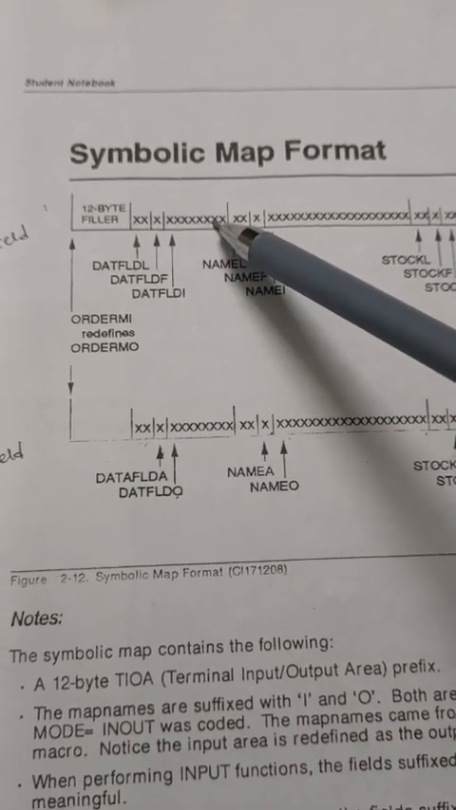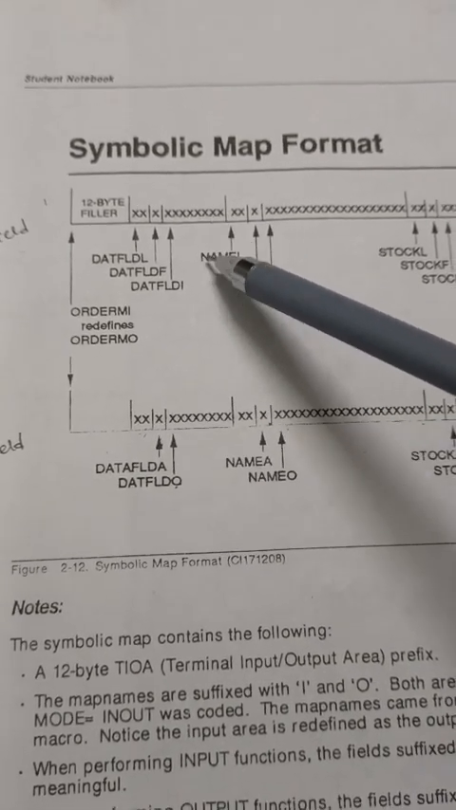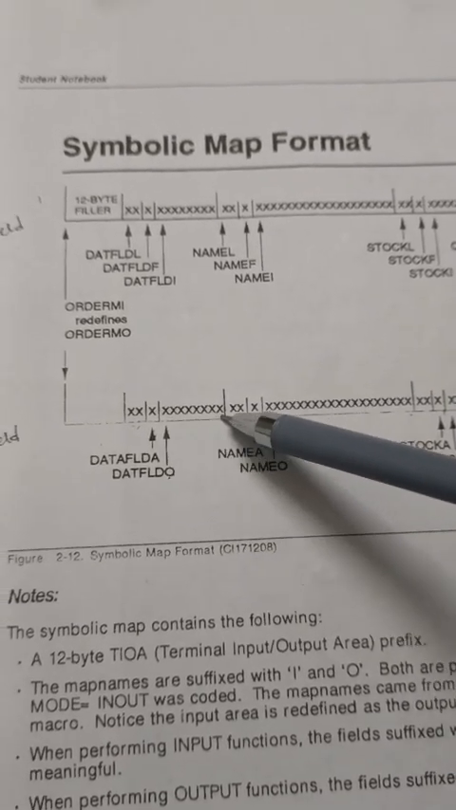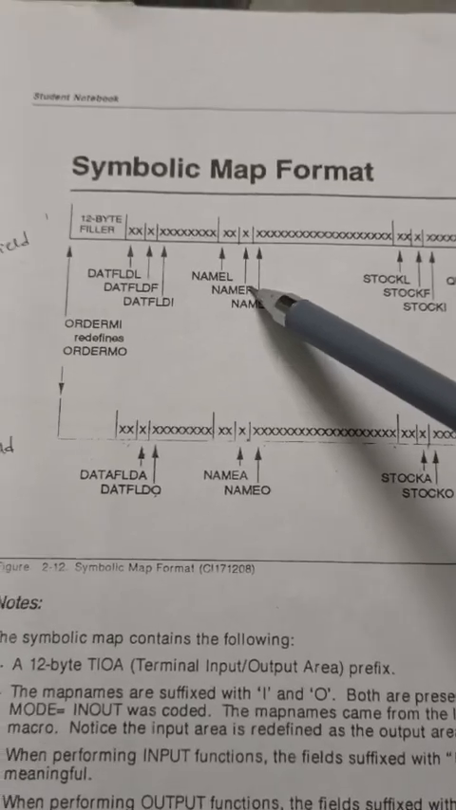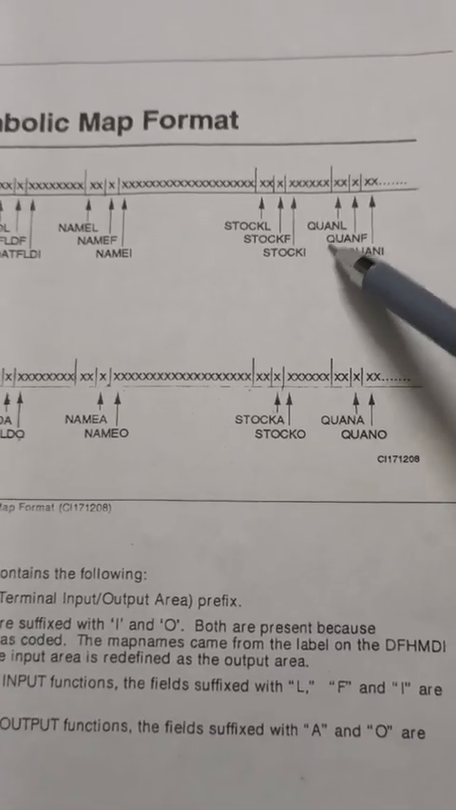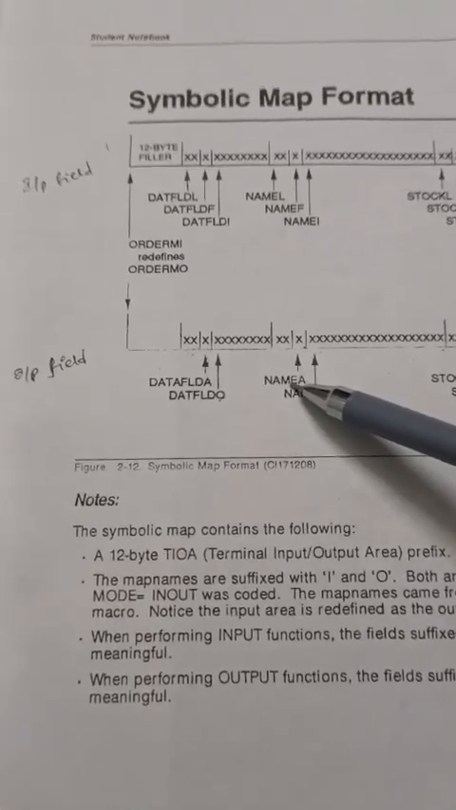And here the input parameter, whatever the user has entered here, that's the parameter I field. Similarly, whatever the output field is here, the same parameter is generated. Similarly, the date field, name field, stock field, quantity field. These are the symbolic map format.